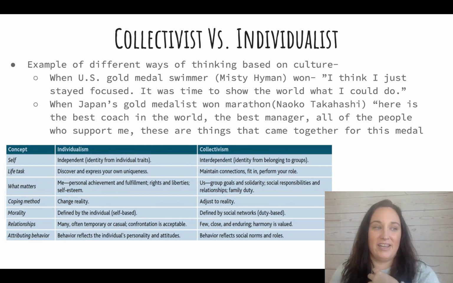In our case, the society that we are in teaches us to be an individual and care about our personal goals, and not really think about family and community when we're thinking about what's best for me. Whereas a collectivist culture doesn't think that way. It thinks more about what's best for the group, and that's what I'm going to do.